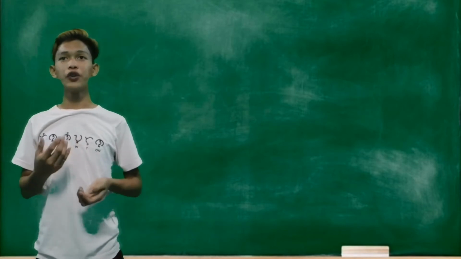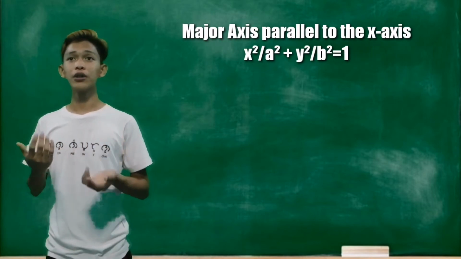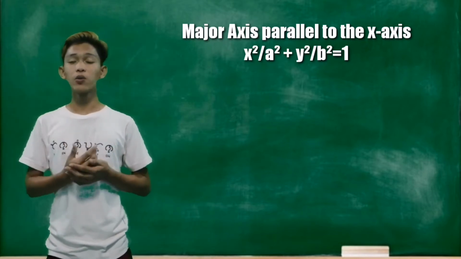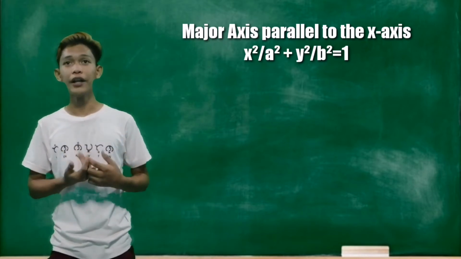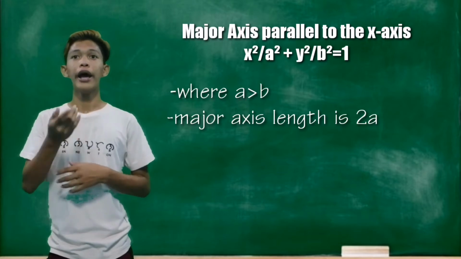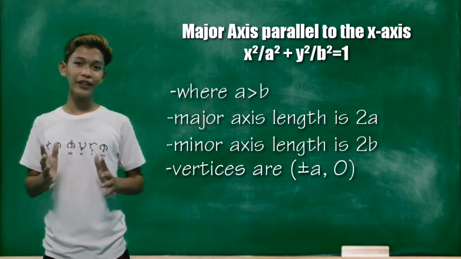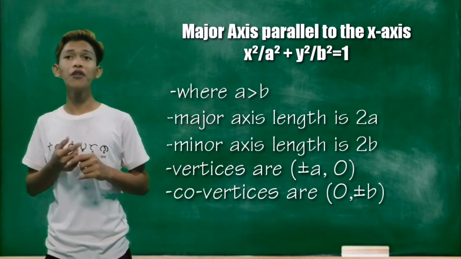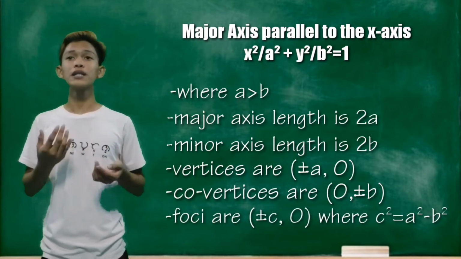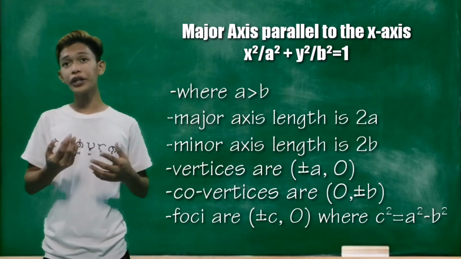Now, let's proceed to the standard form of the equation of an ellipse with center (0, 0). If the major axis is parallel to the x-axis, the standard equation is x squared over a squared plus y squared over b squared equals 1, where a is greater than b. The length of the major axis is 2a, and the length of the minor axis is 2b. The coordinates of the vertices are (±a, 0), while the coordinates of the co-vertices are (0, ±b). The coordinates of the foci are (±c, 0), where c squared is equal to a squared minus b squared.